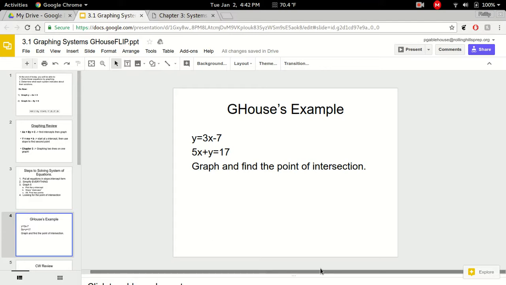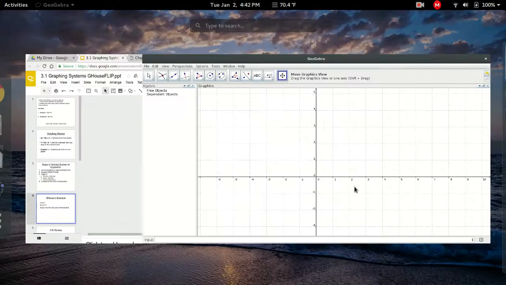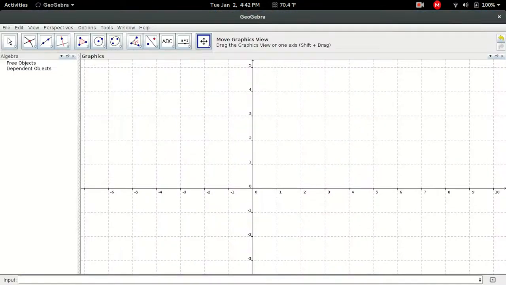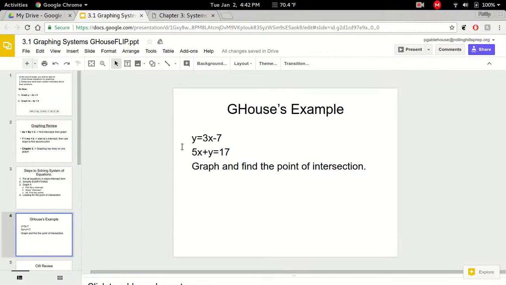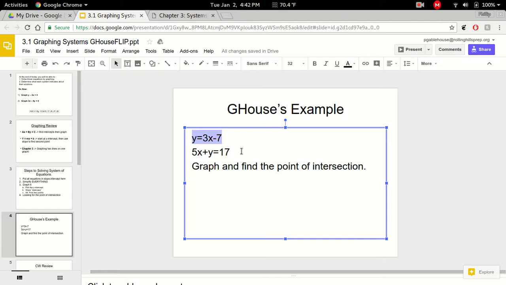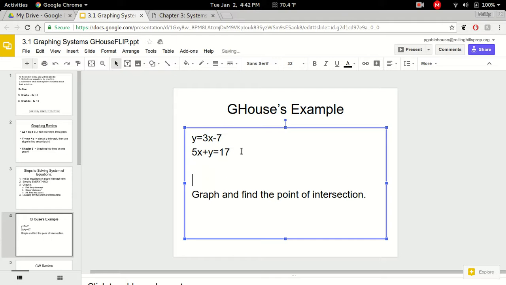So for us, I'm going to use GeoGebra. So what we're going to do is graph these two lines here. The first thing we need to do is put everything in y equals mx plus b form. This line is already in y equals mx plus b form, so we need to write this one in y equals mx plus b form. If you solve this for y, we will get y is equal to negative 5x plus 17, just by subtracting 5x from both sides.